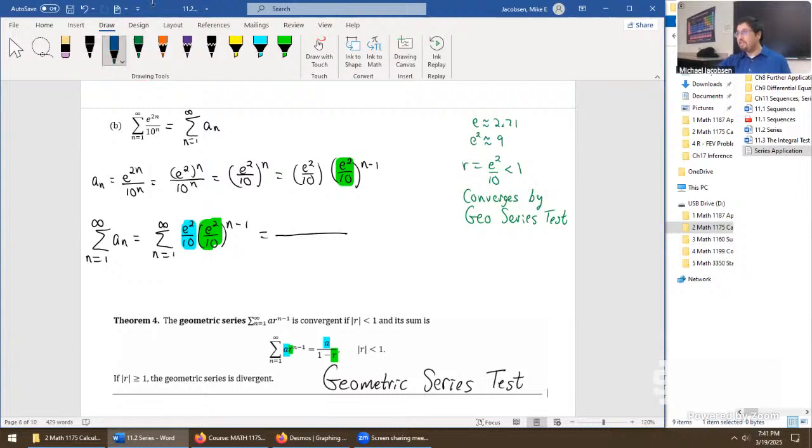It converges, and the total sum of infinitely many terms added together is e squared over 10. Let me fix that 10 there. Divided by 1 minus e squared over 10. It's kind of a weird looking structure. We do want to simplify this. And the fastest way to simplify these things in the geometric series is just look to the denominator. We have a least common denominator of 10, so just go times 10 over 10, and we get e squared divided by 10 minus e squared.